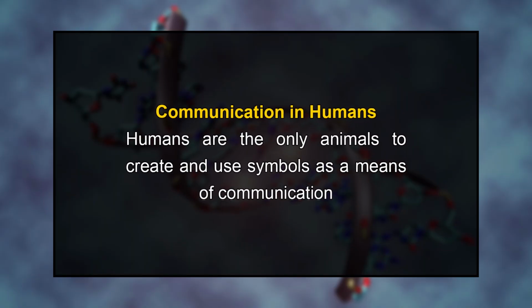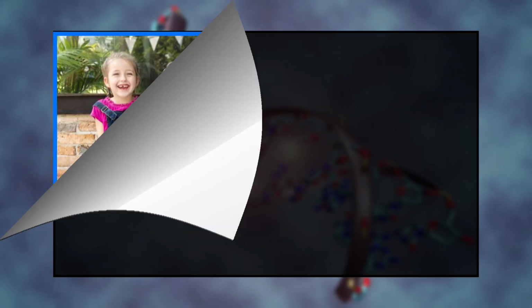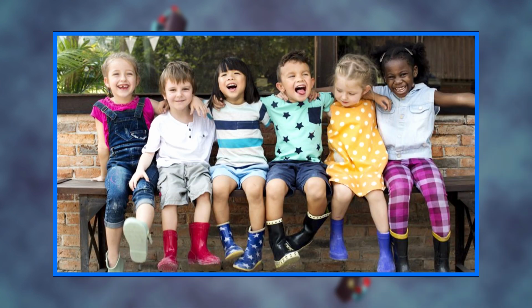People have much more complex forms of verbal communication than any other primate species. Humans are the only animals to create and use symbols as a means of communication. The great apes are also surprisingly intelligent, having mental levels equivalent to a 3 to 4 year old human child.